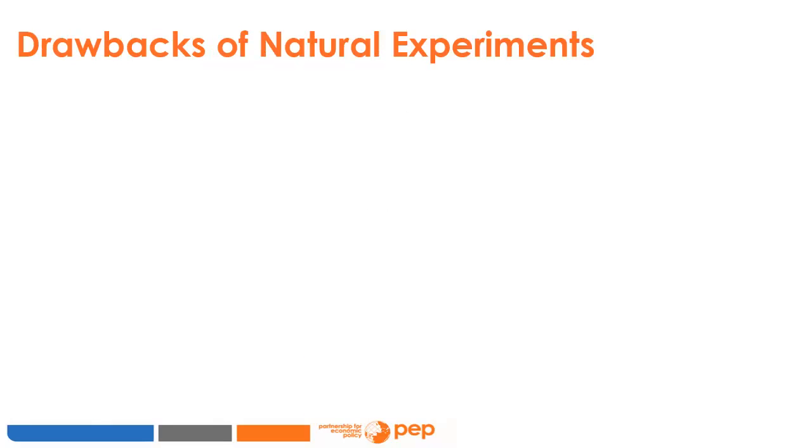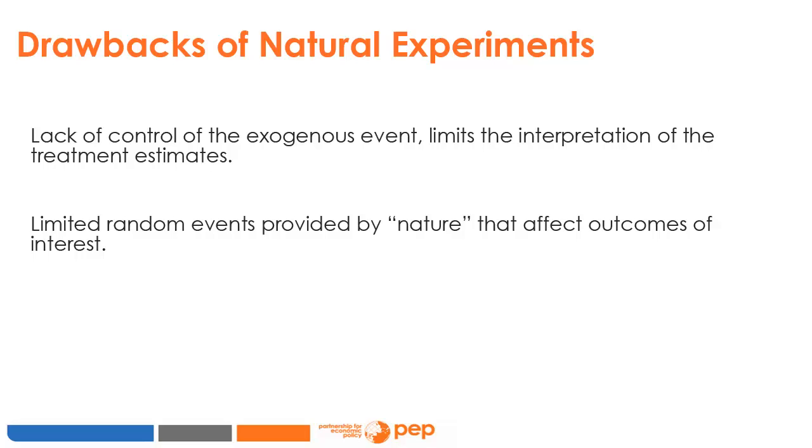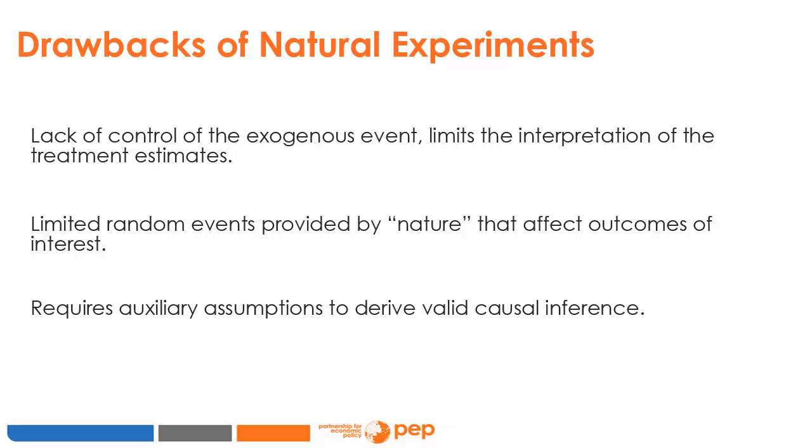The main drawback of natural experiments derives from their very nature. The lack of control of the exogenous event that allows causal identification may also limit the interpretation of the treatment estimates. Moreover, there is a limited number of random events provided by nature that affect outcomes of interest. Using these events as natural experiments often requires auxiliary assumptions to derive valid causal inference.